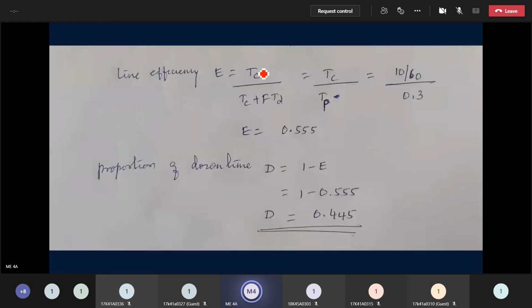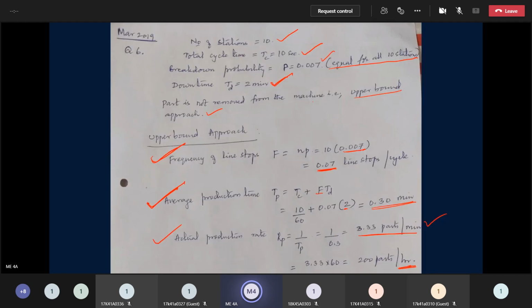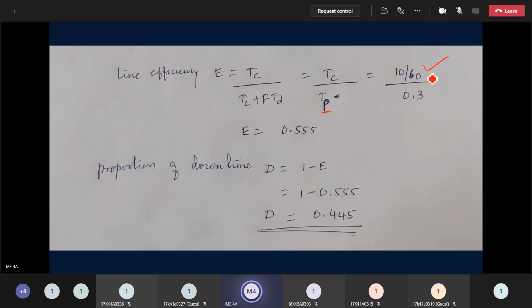Calculating efficiency is equal to TC by TC plus FTD. If you remember, at the very beginning, we discussed this formula. TC, cycle time, by denominator TC plus FTD, which is the actual production time. So TC is 10 by 60, 10 seconds divided by 60, that is in minutes. Why am I dividing it by 60? Because the denominator is in minutes. Here, TP, 0.3 minutes you got. So the numerator should also be in minutes, divided by 0.3. So efficiency is 55.5% or 0.555.